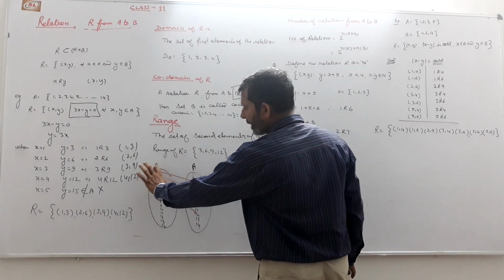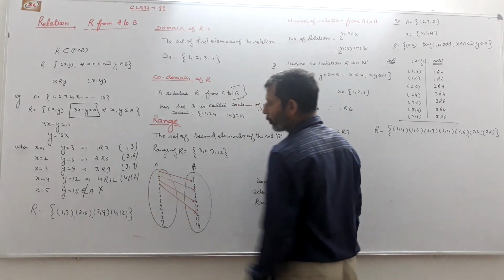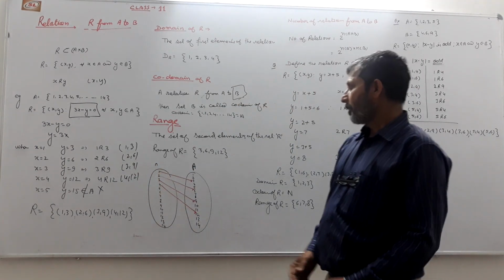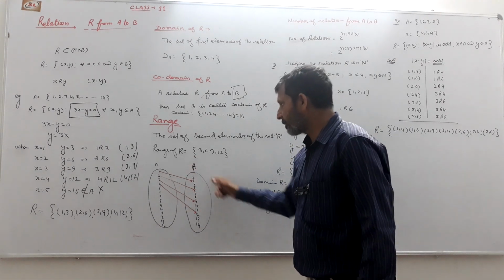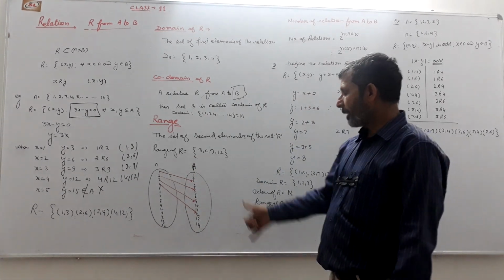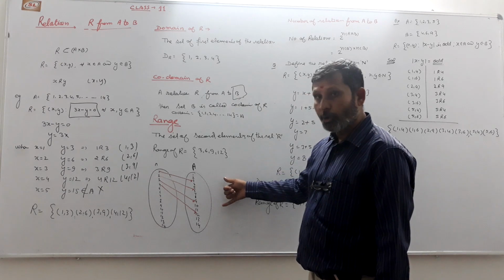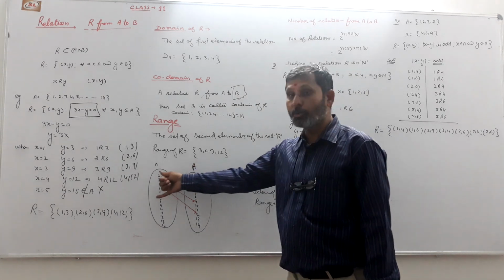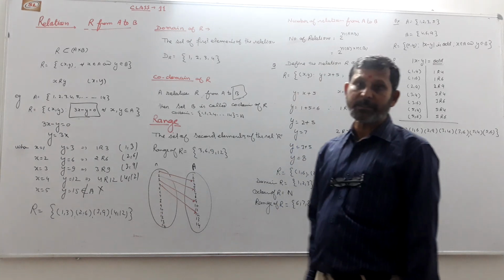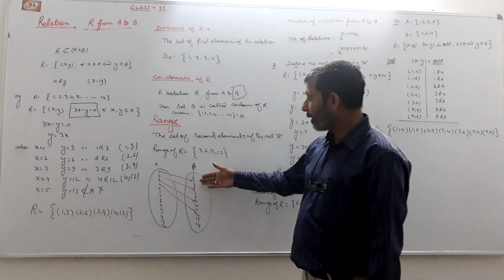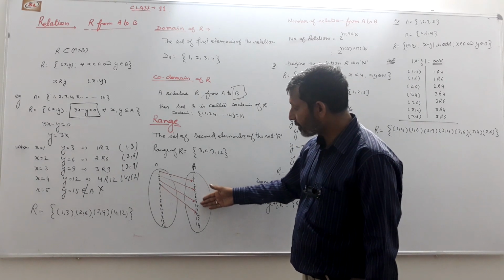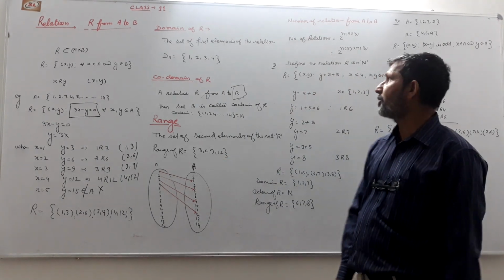Then these 4 elements, 1, 2, 3, 4, are the domain. This whole set is known as the codomain, and the set of those elements of the codomain which are related to elements of the first set are called the range. 3, 6, 9 and 12. That is the range.